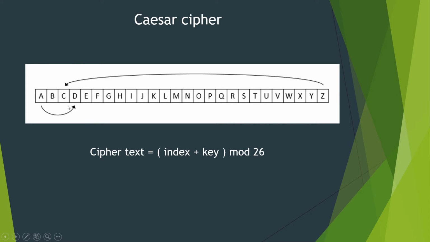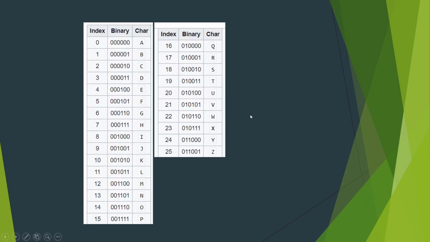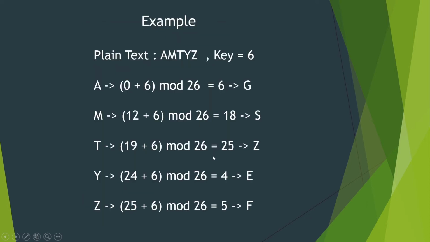So first we take the index of that character in the plain text and we manually determine some key, then we add that index and key, and then we modular divide by 26, so that the cipher text will be only in this range. Let's take a look at this example. This is the table. 0 contains A, 1 B, 2 C and so on up to 25, which means Z. I'm going to take an example. The plain text is AMTYZ.